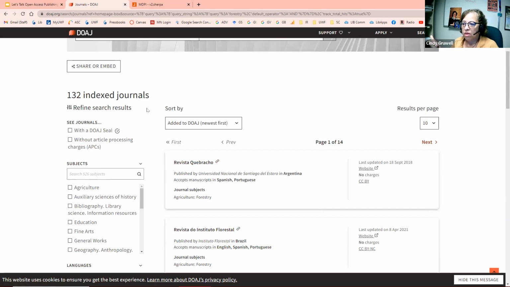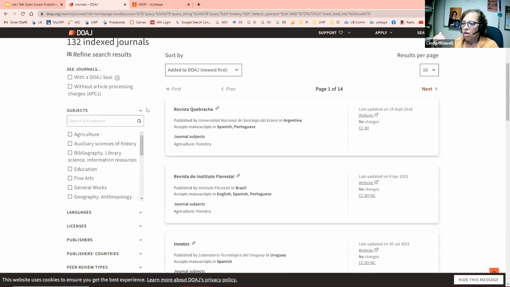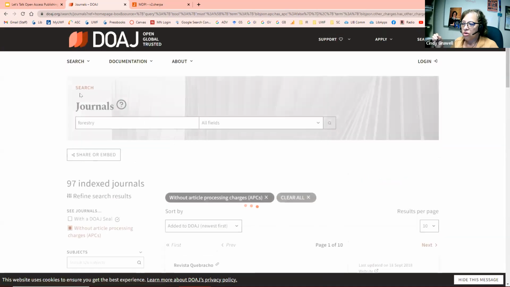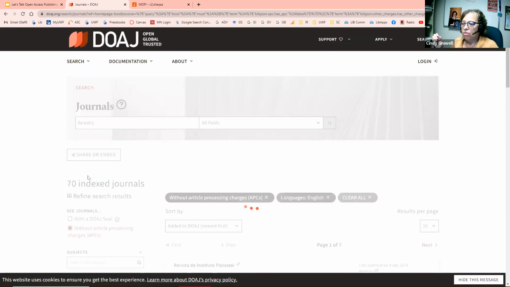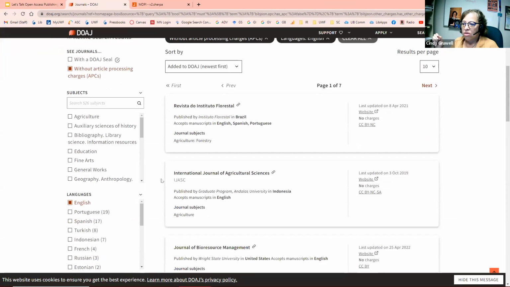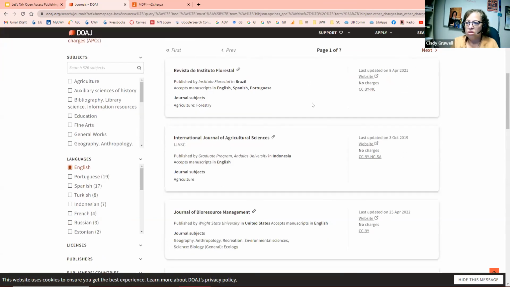Now, one thing you have to keep in mind is this is international, so you will have a fair amount of other languages. They have nice limits over here on the left. The two things I'm going to pick are that I want the journals without article processing charges, and I want to be able to submit in English. And so here you'll start seeing a variety of different journals. These are open access journals, so some come from educational institutions or institutes, and vary.